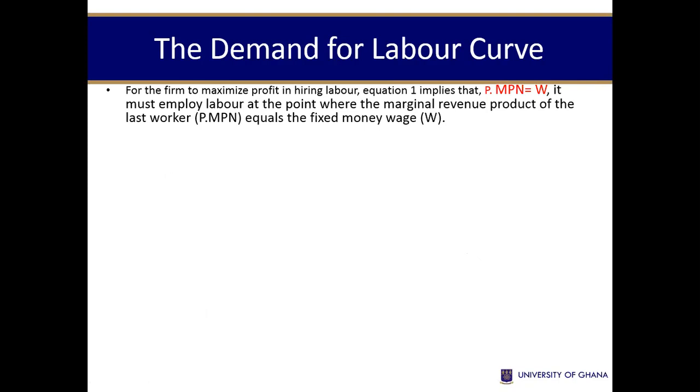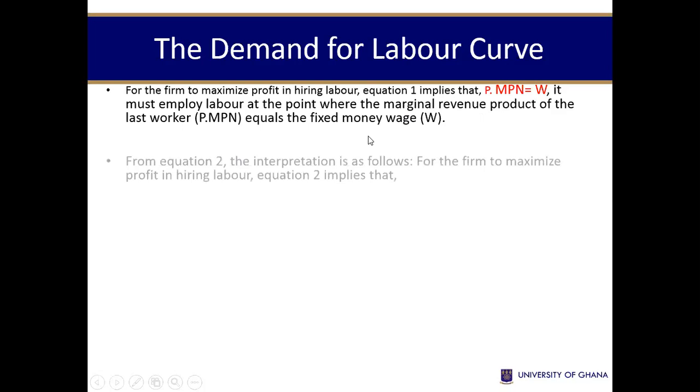Now from equation one, we said that P times MPN is supposed to be the same as the money wage. And we said that P times MPN is called the marginal revenue product of labor. And they should be the same as the fixed money wage.